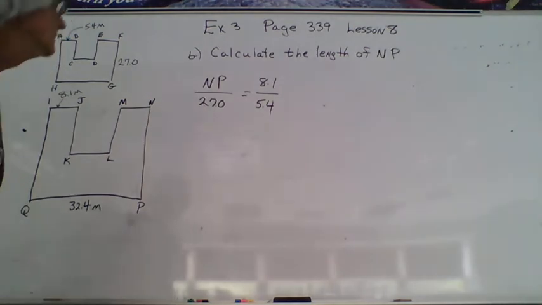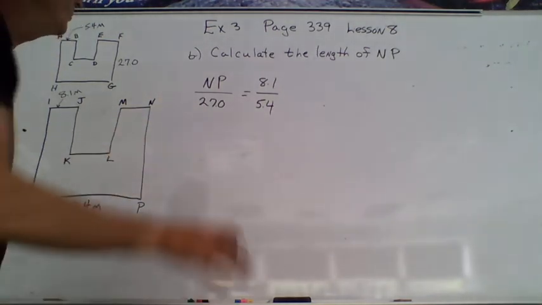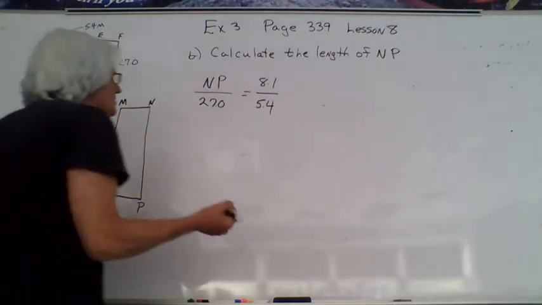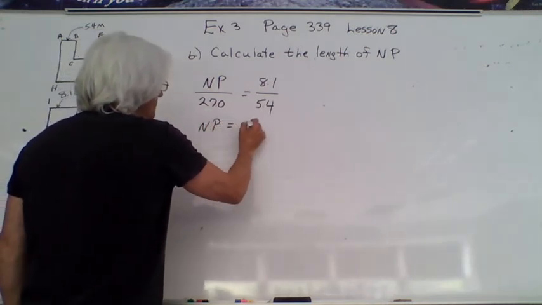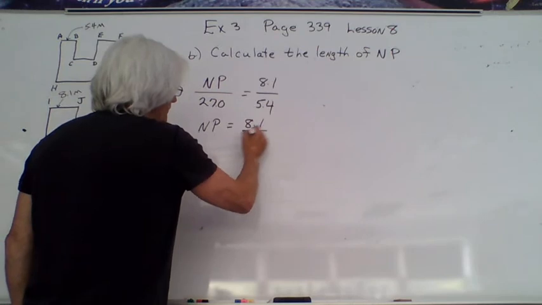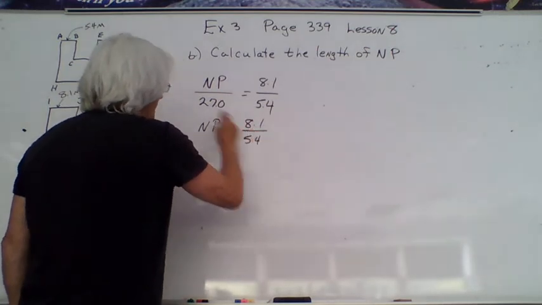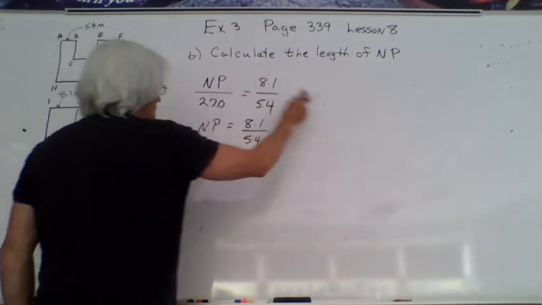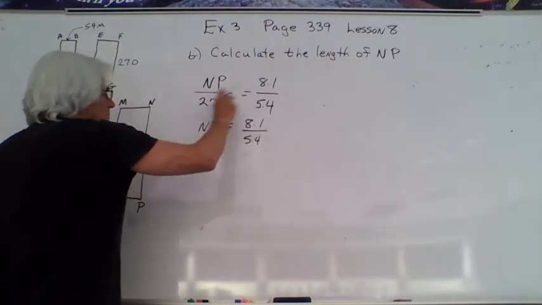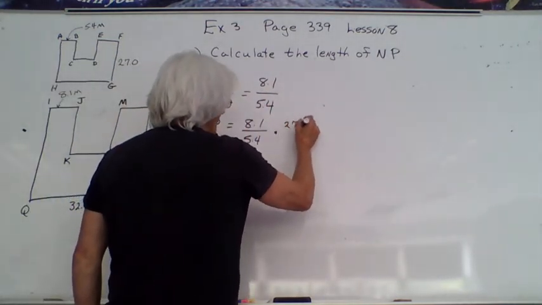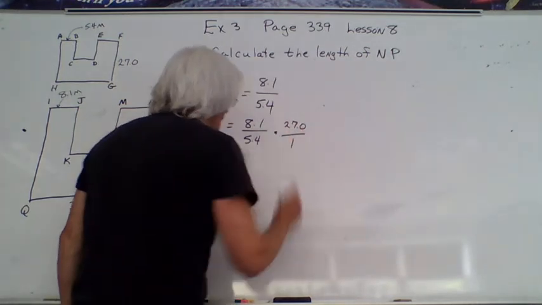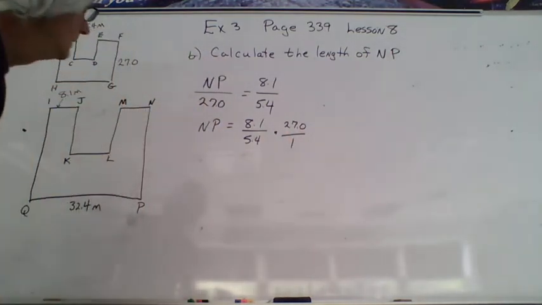Now I can just choose whichever method I want. We'll stick with rearranging the equation. So NP equals 8.1 over 5.4. Again, I'm moving this to the right side of my equation. It's a division, so it moves over as a multiplication. Put that over 1, and there we go.